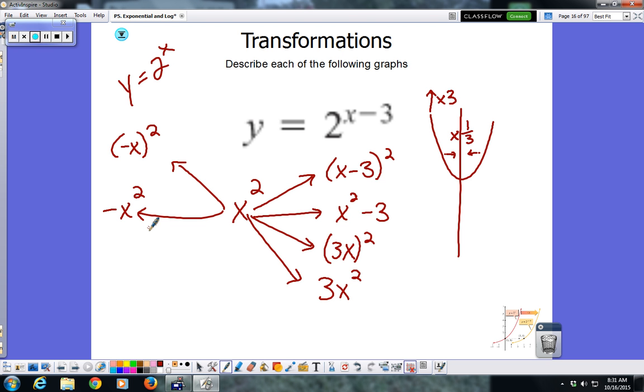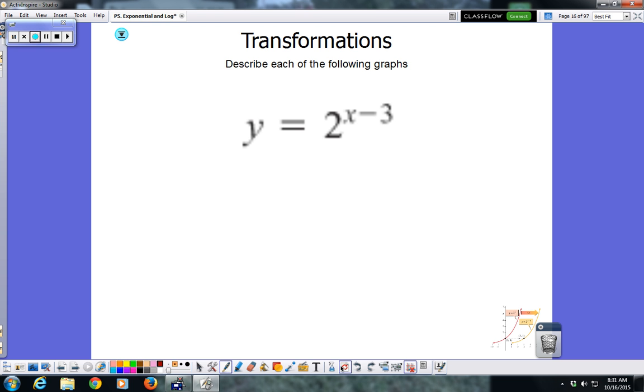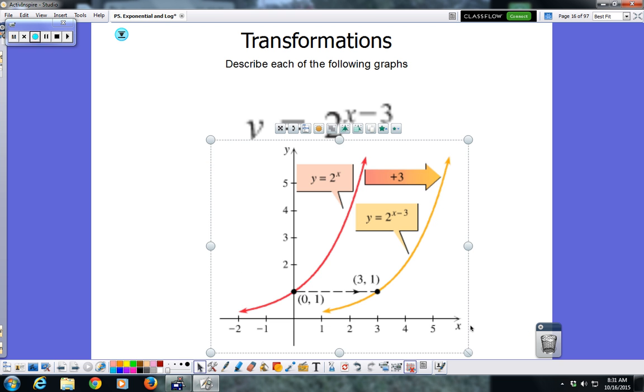Now let's do this one. Let's go from 2 to the x power to 2 to the x minus 3 power. Hopefully you got an idea of what that's going to look like. Here it is. 2 to the x power is your exponential function shown here. 2 to the x minus 3 power is that exact same function, simply shifted to the right 3 units.